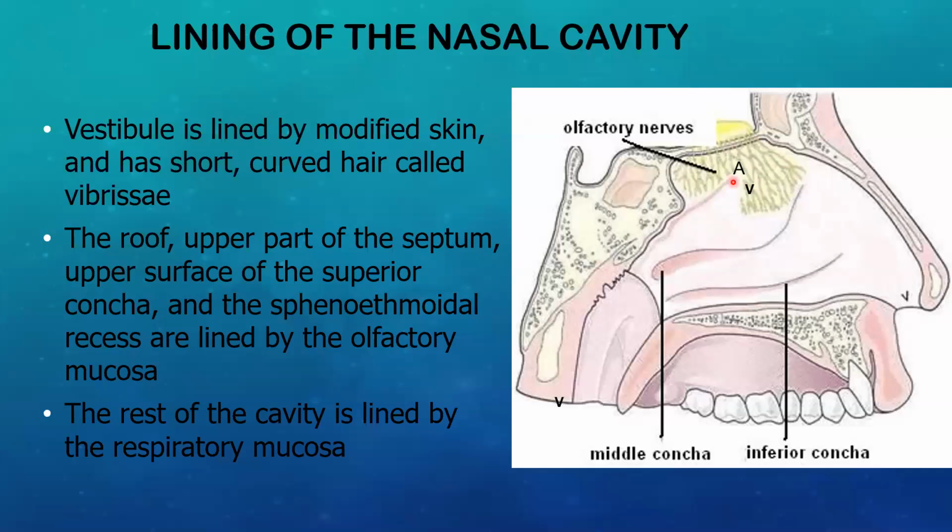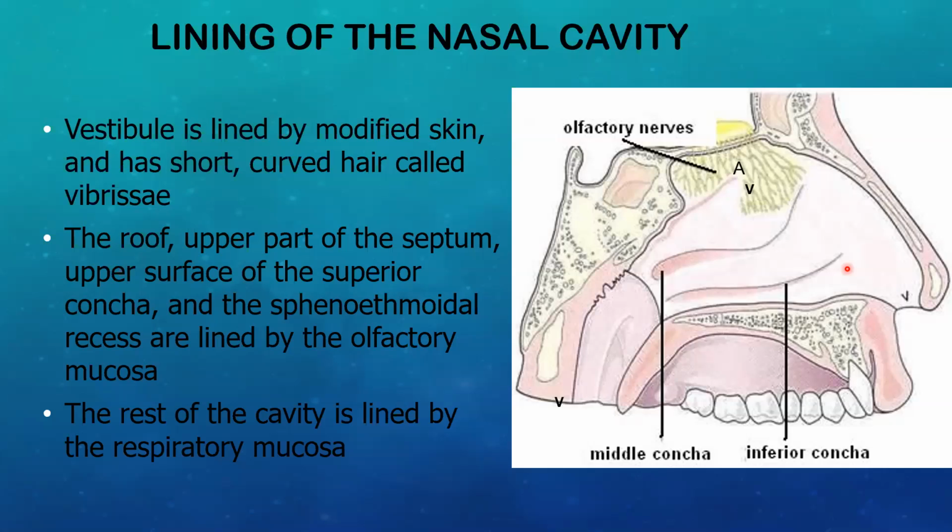There are special sensory cells there, from which olfactory nerves will pierce the roof, known as the cribriform plate of the ethmoid bone. The rest of the cavity is lined by respiratory mucosa. Again, we'll talk more about this in histology. Respiratory mucosa is usually pseudostratified ciliated columnar epithelium.